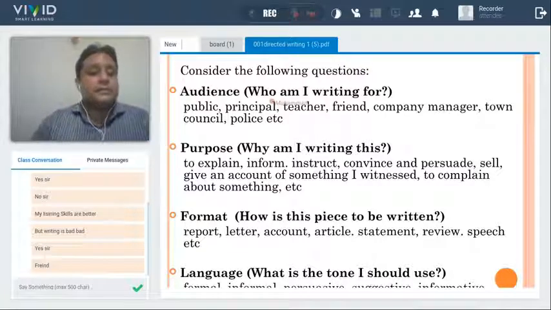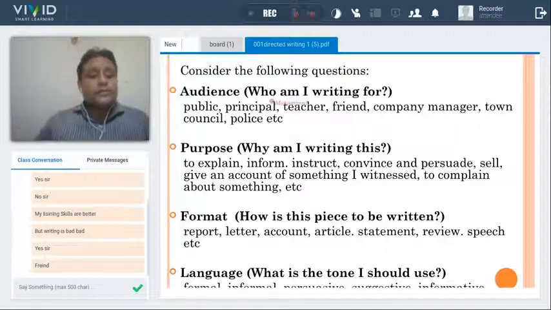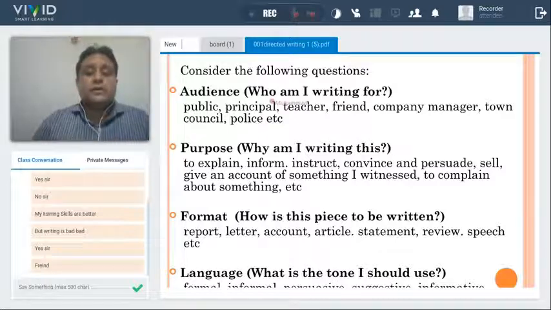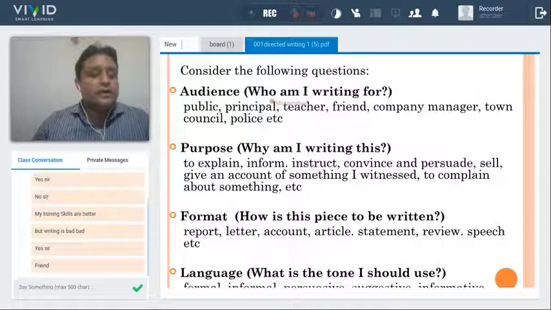Second thing, purpose. The purpose means, why am I writing this? There can be multiple purposes of letter writing, report writing, speech, articles. Some of the purposes are stated right here for your ease and convenience. Why am I writing this? That's a purpose. There are many purposes to write something. The purpose of a writing can be to explain, to inform, to instruct, to convince and persuade, to sell something.